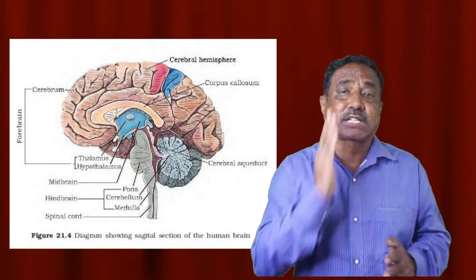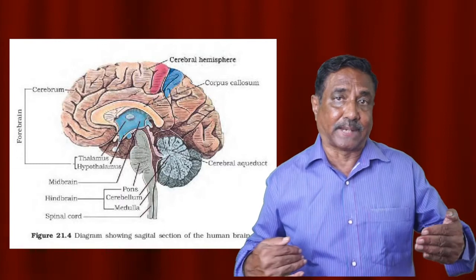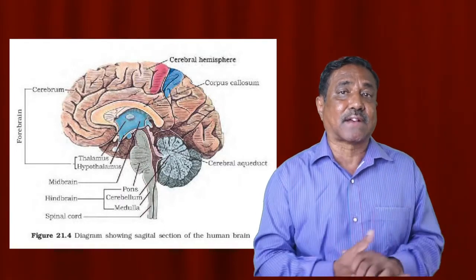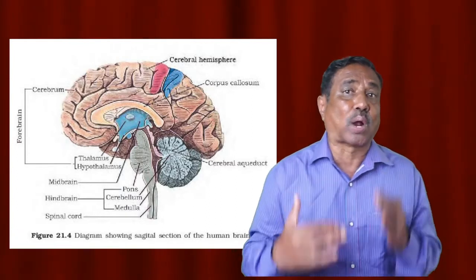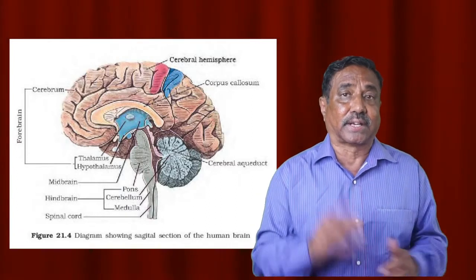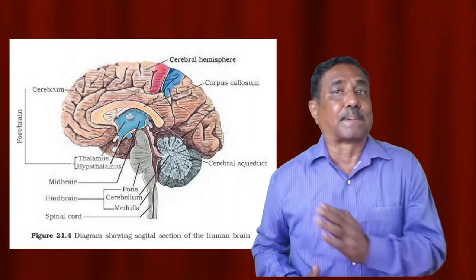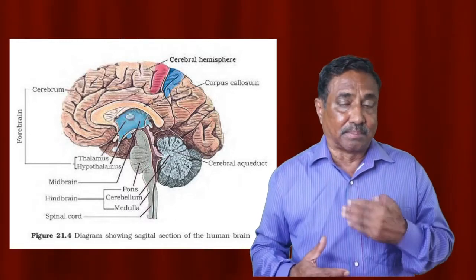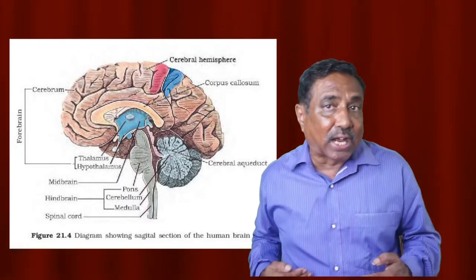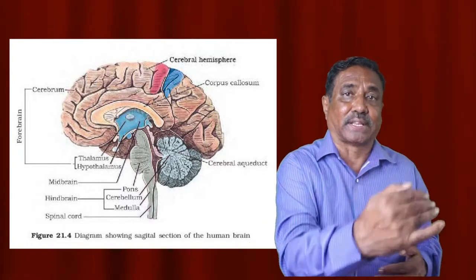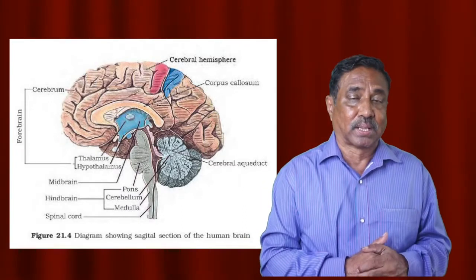Midbrain connects forebrain with the hindbrain. It consists of corpora quadrigemina. Corpora quadrigemina, that is the four optic lobes, are present in the midbrain. Midbrain connects forebrain with the hindbrain. That is, it is present between the forebrain and the pons.